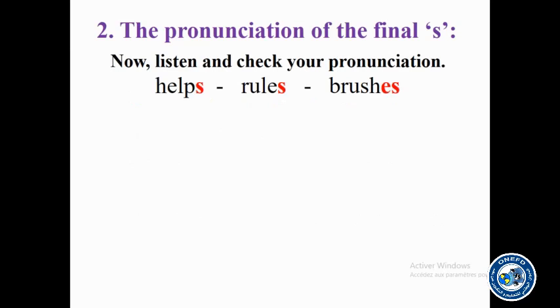Listen and check your pronunciation. Helps, rules, brushes.